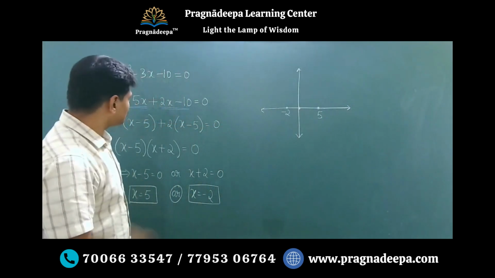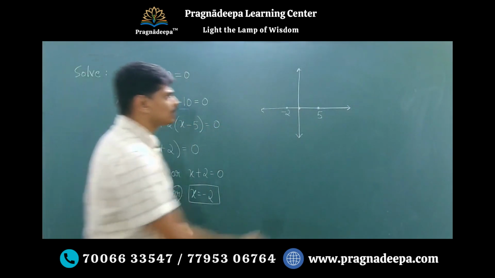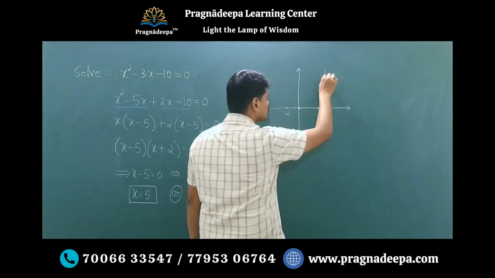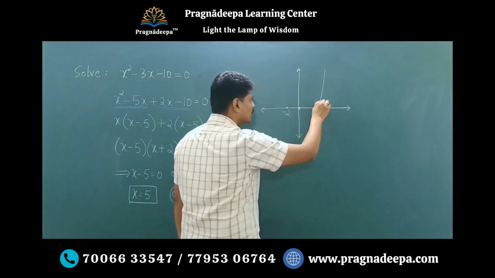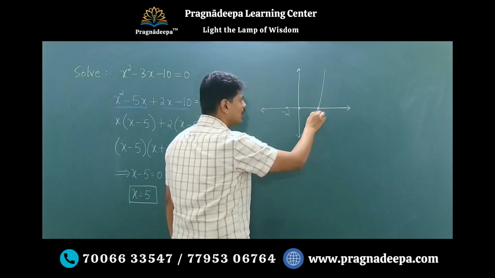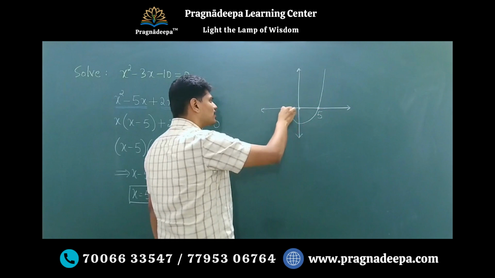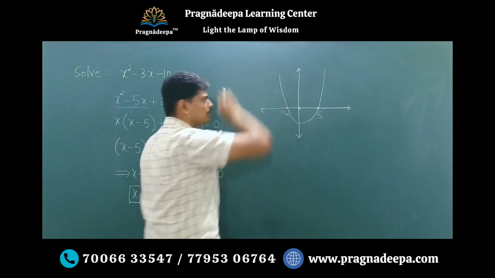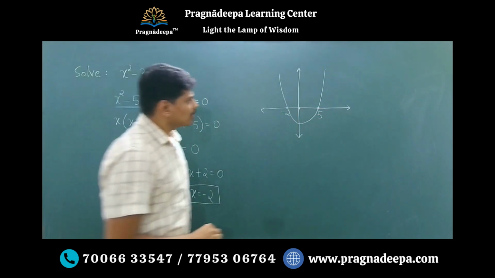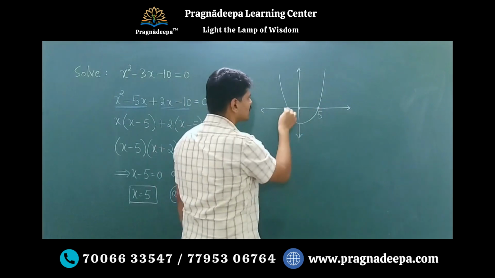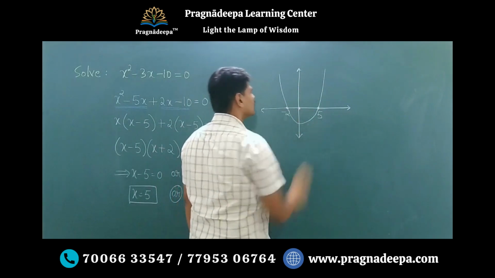So what is happening, students, is that if I draw this like a parabola, this parabola is crossing the point on the x-axis at 5, and it will cross minus 2 and it will go back. So this is what we call the nature of the parabola.